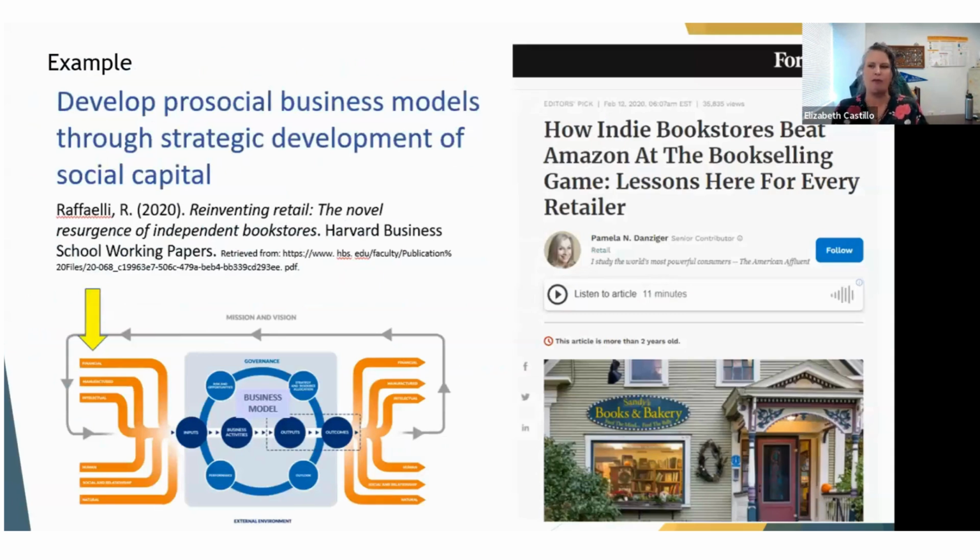And I think I'll skip over this, but in the resources, you'll have a handout on this case study from Harvard about how independent bookstores were able to survive the disruption of Amazon through their development of social capital, becoming a community resource and really trying to make connections among their clients and giving people a sense of belonging to the community.